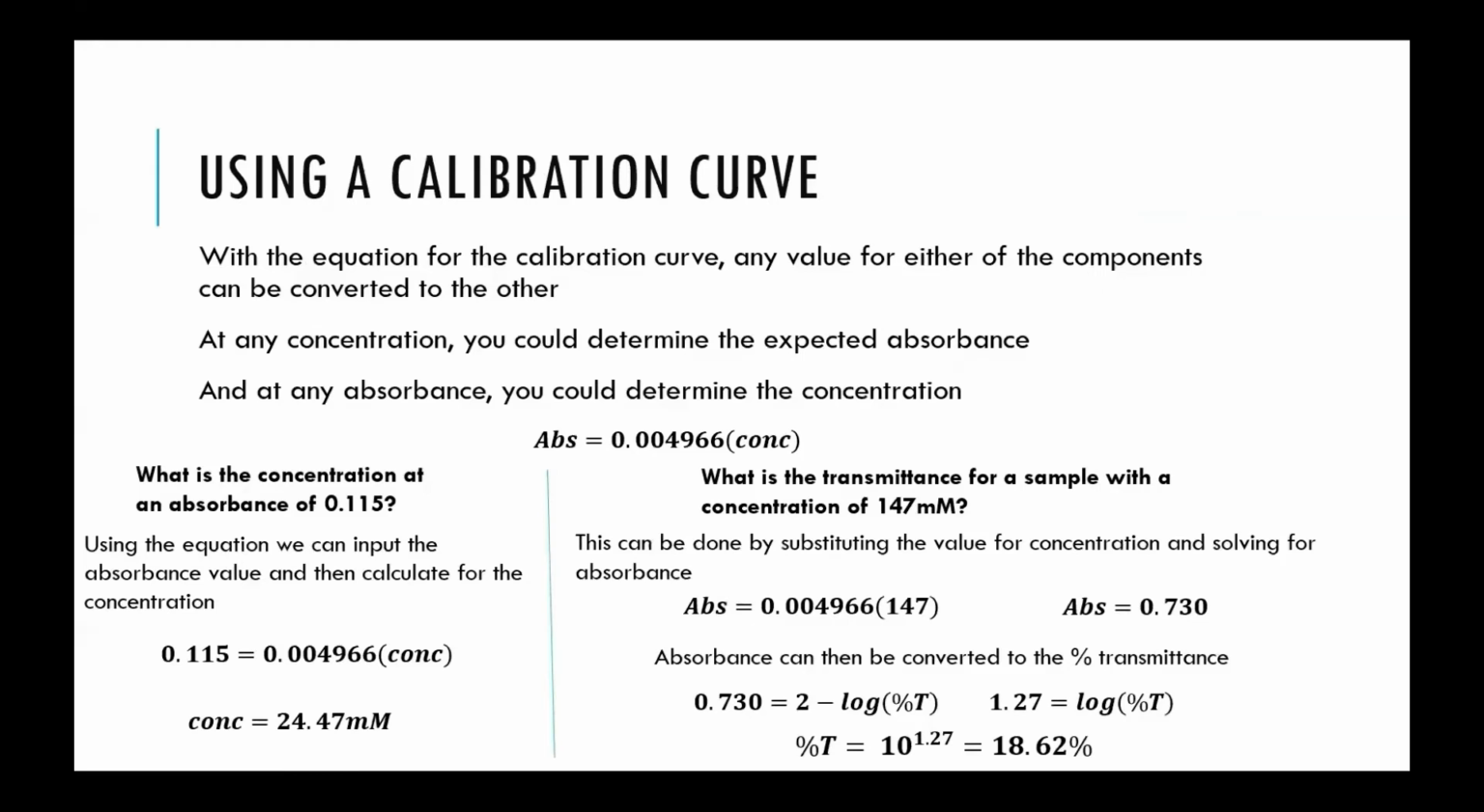So for example, if you have a calibration graph, you have the equation for that line. If you're given an absorbance, you can plug in the absorbance value and solve for the concentration. But you can also determine what the absorbance or transmittance is from a concentration value. That can be plugged in directly, and you can solve for absorbance. And then the absorbance itself can be converted into percent transmittance.